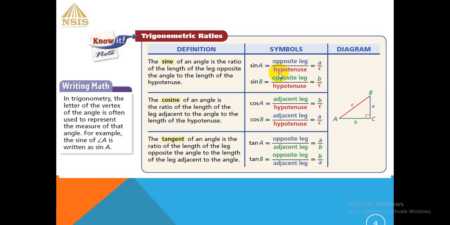Sine is opposite over hypotenuse. What about cosine? Cosine is adjacent over hypotenuse. Adjacent means the side beside the A. I have two sides beside the A, but one of them is the hypotenuse, so the other is the adjacent side. So here, b over c. Now tangent. What is the tangent? It's the opposite over adjacent. Remember this because you're going to use it in our exercise.